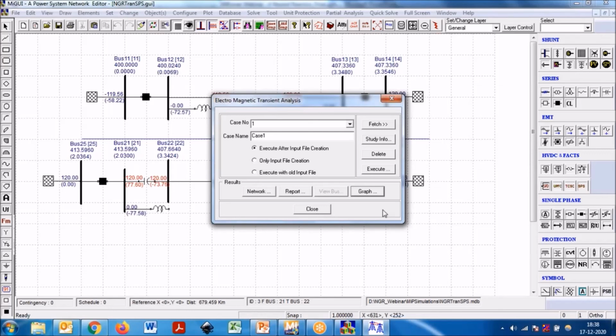Yeah, I think I'll stop here for the MiPower simulations. I think the time has already exceeded 10 minutes.